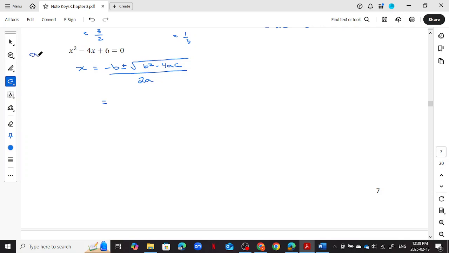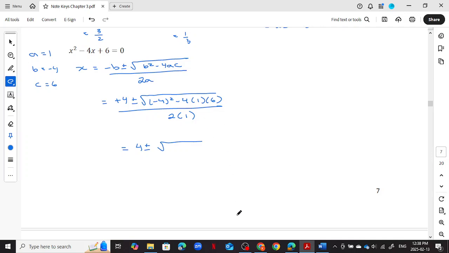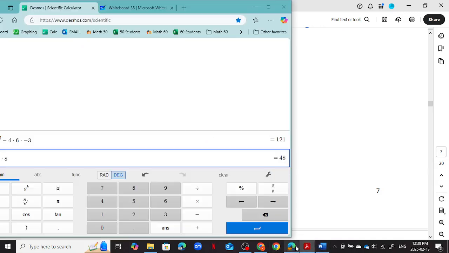Okay, so hopefully you've paused the video and you're just coming back to check your answer. I also find it helpful to pull out A, B, and C. It helps prevent mistakes. Now I go minus minus b, so I would put that in as a plus 4, plus or minus the square root of negative 4 squared minus 4 times 1 times 6, all over 2 times 1. That's going to give me 4 plus or minus the square root of 16 minus 24, which is negative 8.